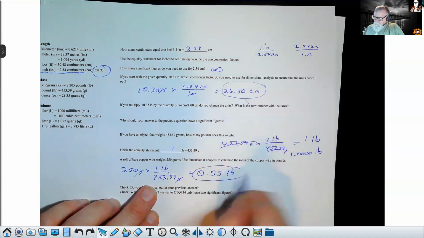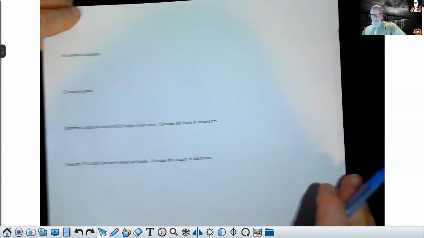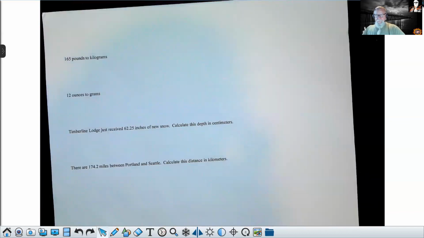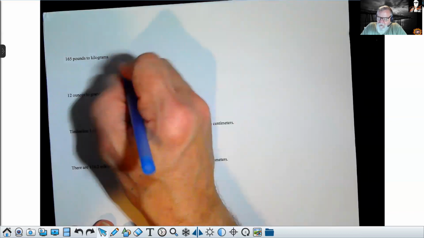pounds. All right. Do your units cancel out in your previous answer? Yes. Why does the correct answer only have 2 significant figures? That's because there was only 2 significant figures in this one here. All right. Last page, let's do some conversions here. Okay. We have 165 pounds and we're going to kilograms.